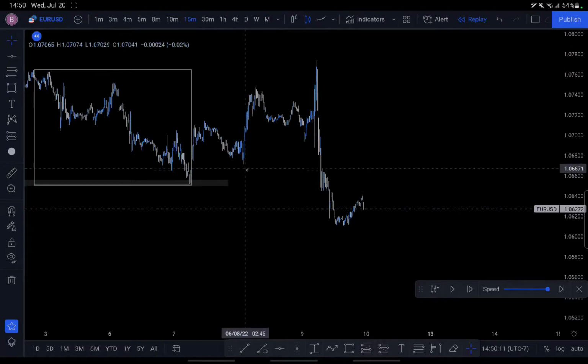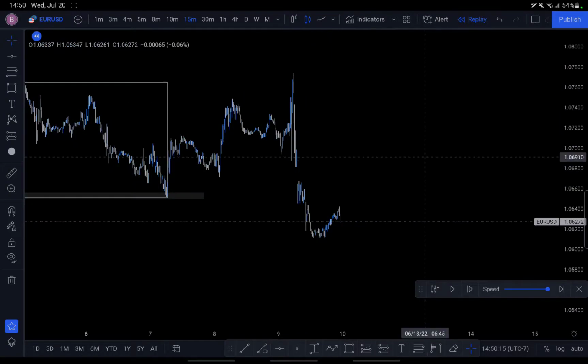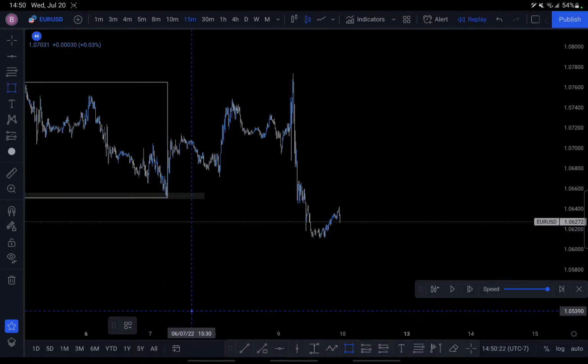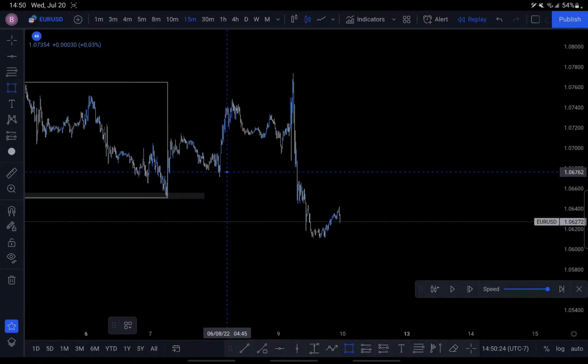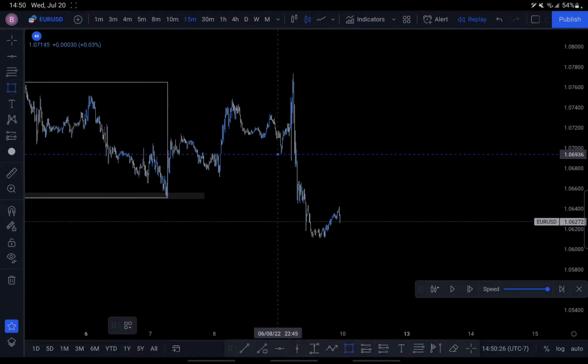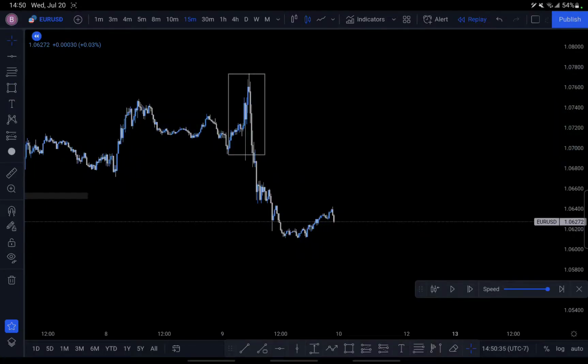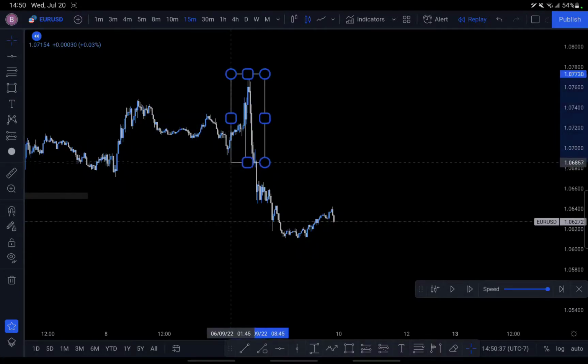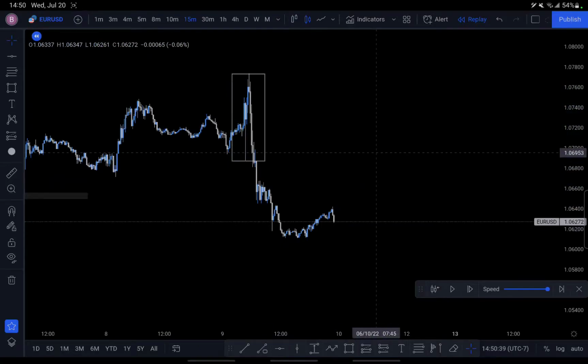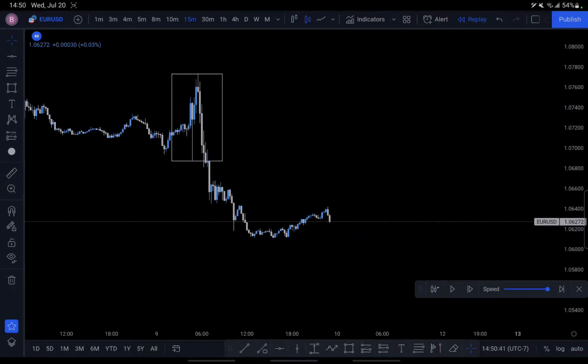All right, so we have this impulsive move up, which created this down move. We're going to go ahead and mark that. So let's go. We can mark it from here. This last up move. Actually, put it like right here. This last up move created this down move. Okay.